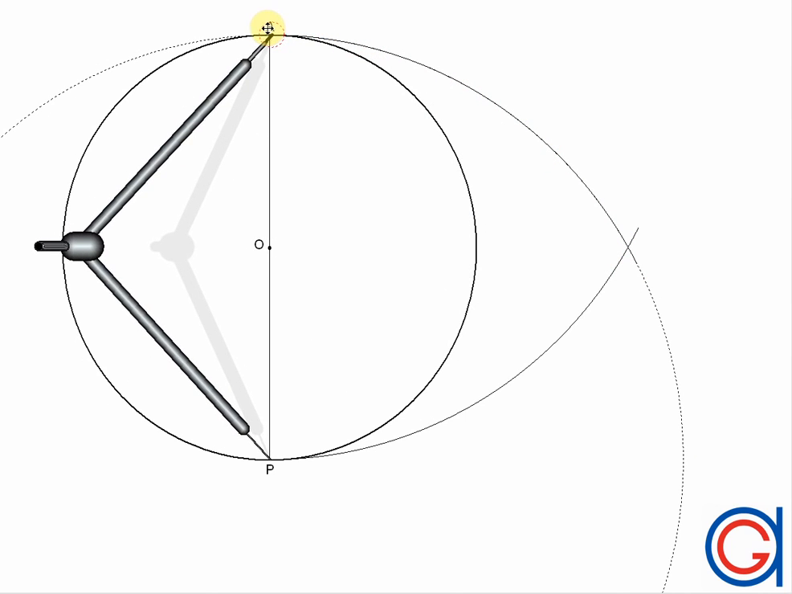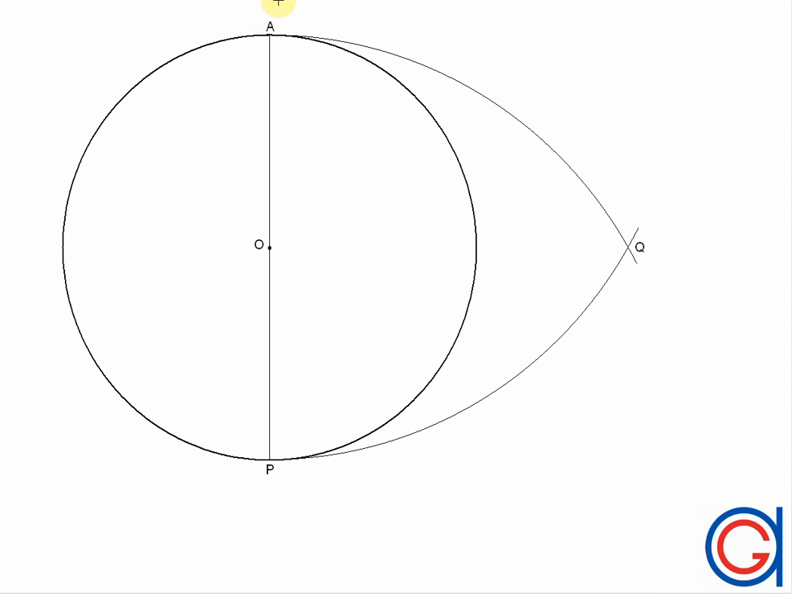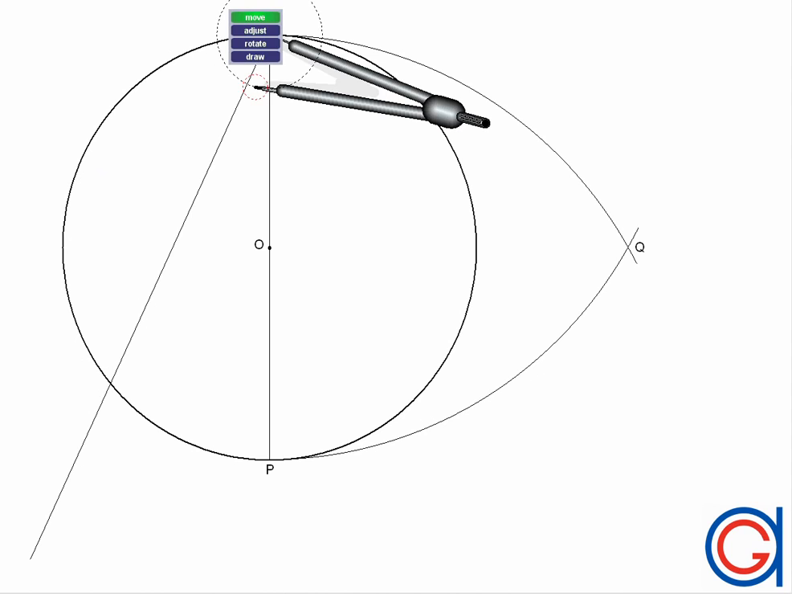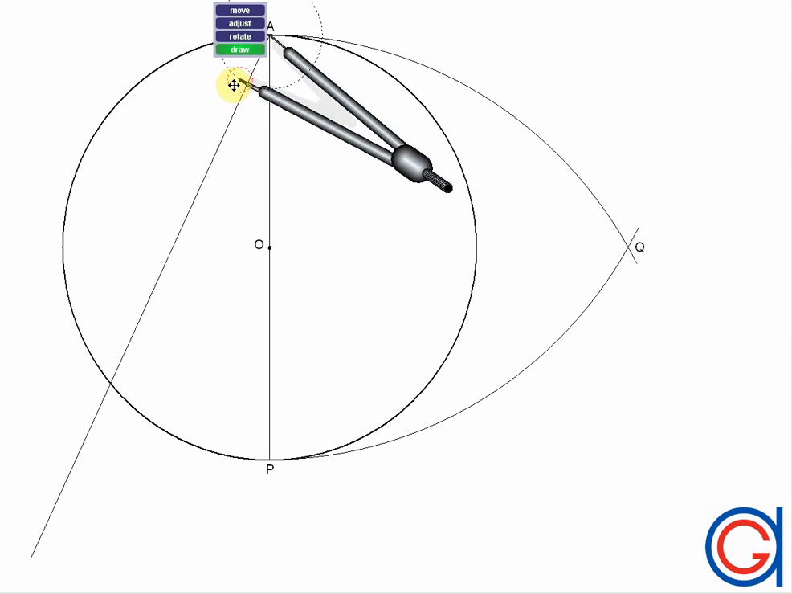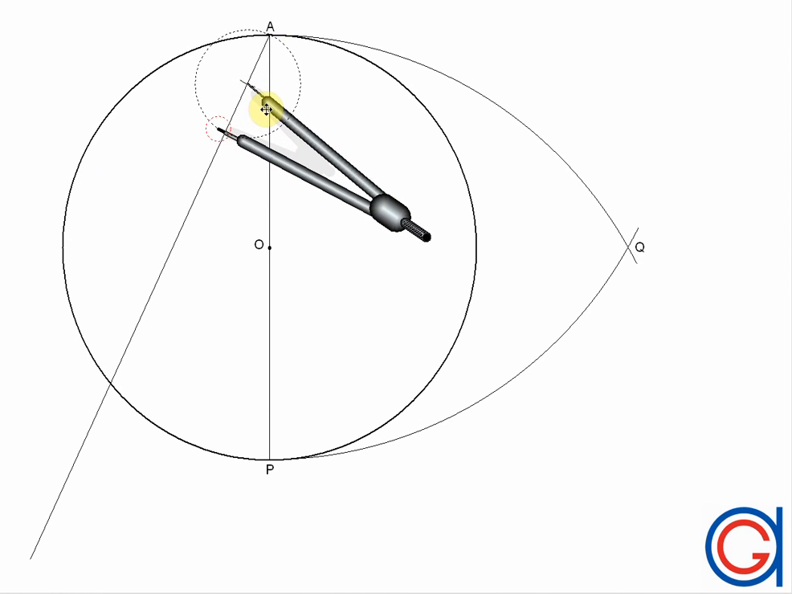Our next step is to divide the diameter we drew previously into as many parts as we want our polygon to have sides. For example, in this case we want to draw a decagon, or a 10-sided polygon. So we have to divide the diameter into 10 equal parts. To do this, we will use Thales's theorem.